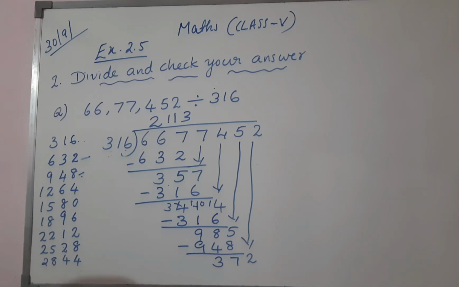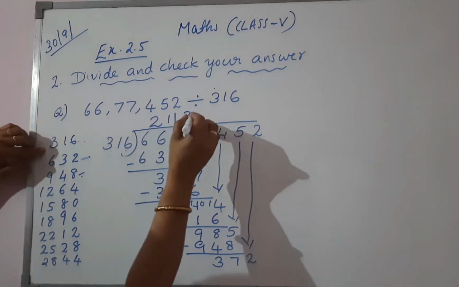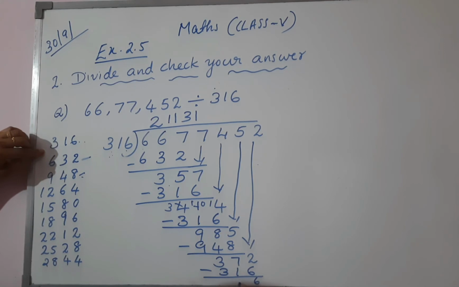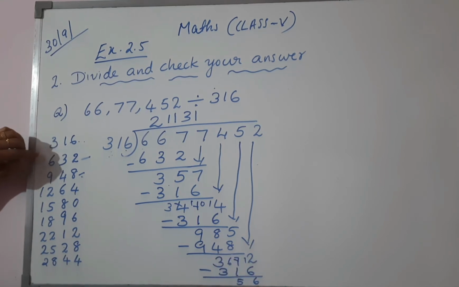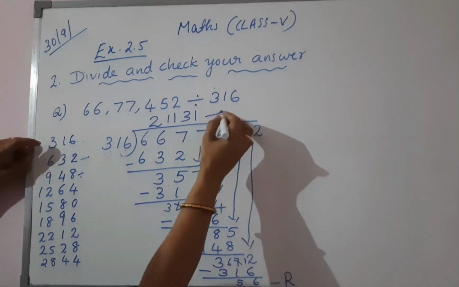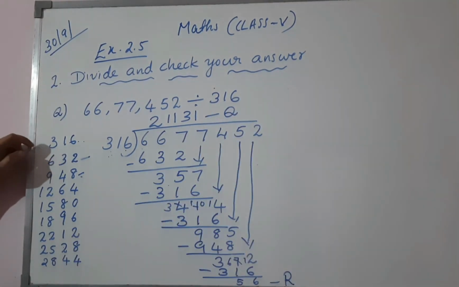372. So 372, how many times? Only one time. So here 316. Subtract. From 12, 6 will come. Here 6, 6 minus 1 is equal to 5. So here it is 12 and here it is 6. 6 minus 1 is equal to 5. Cancel this. So we are getting the remainder is 56 and the quotient is 21,131. Now we can check whether the answer is correct or not.